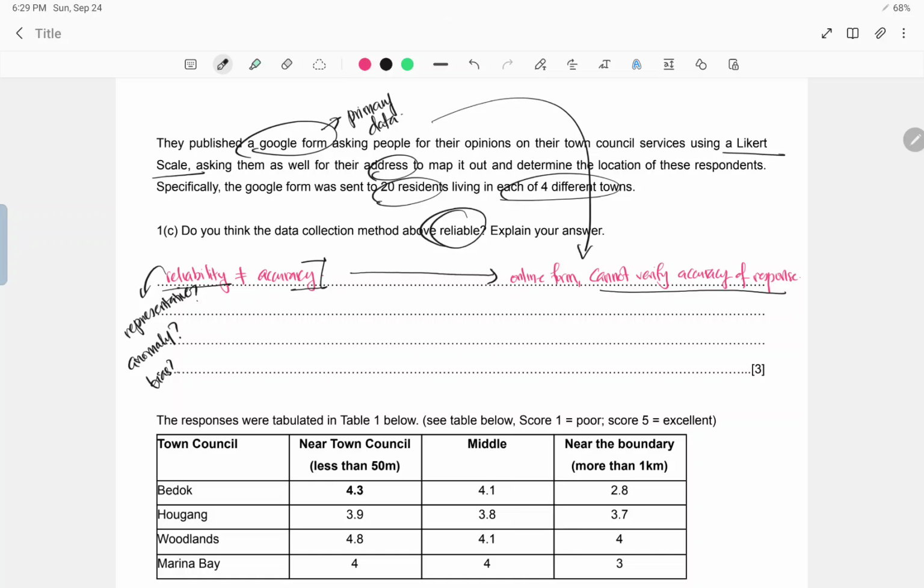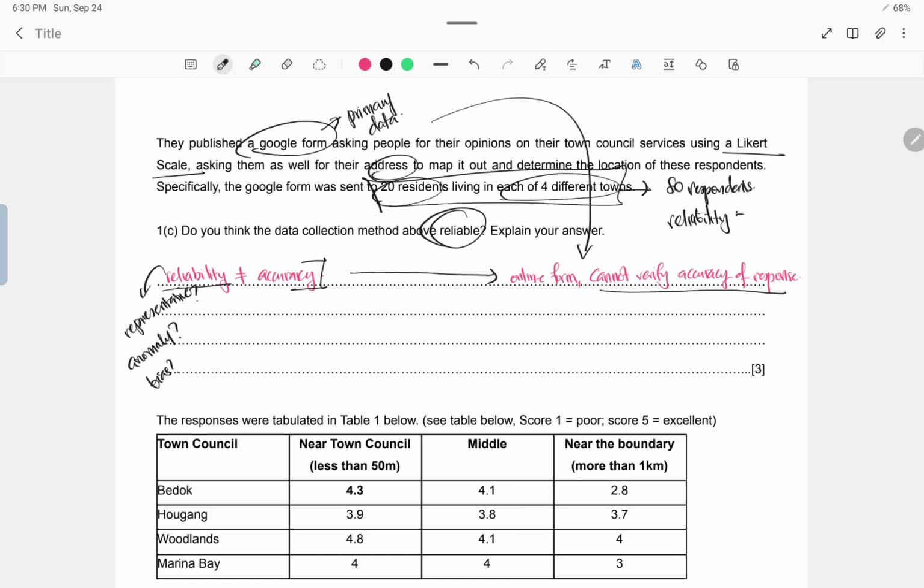So where would the marks go to in this case? Reliability is you saying the fact that, and I think some of you are able to revise, that less than 30 is considered too small a sample size. In this case, there are 80 respondents, right? 20 residents each of the 4 towns. So there are 80 respondents. So this is reliable.